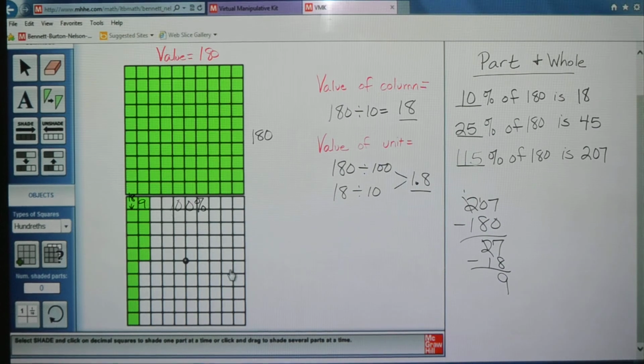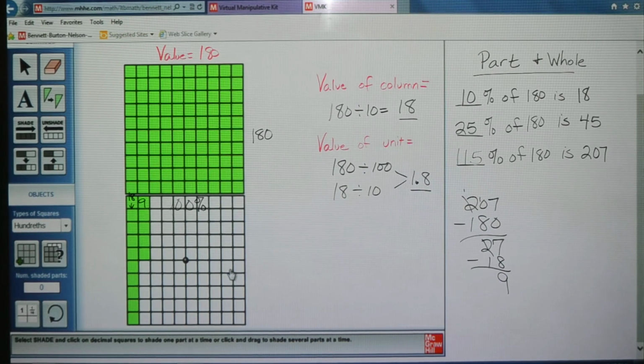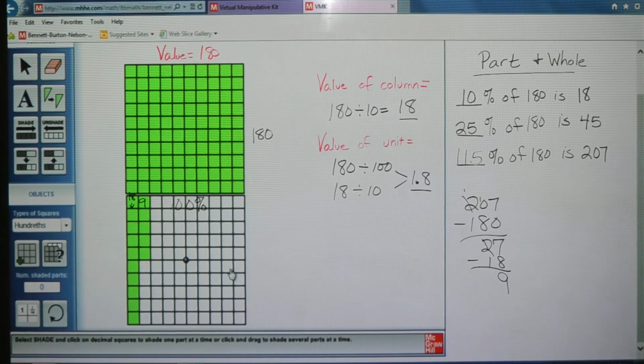So once you figure out the value of the column, the value of the unit, you can go forwards, backwards, figure out anything you need to know about percents using that simple concept.